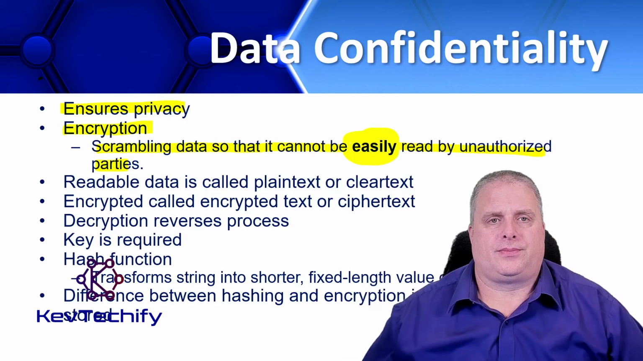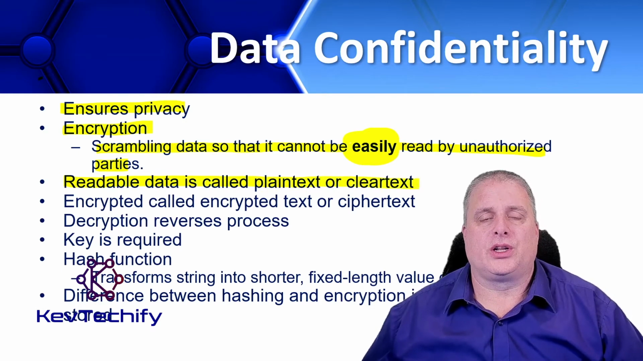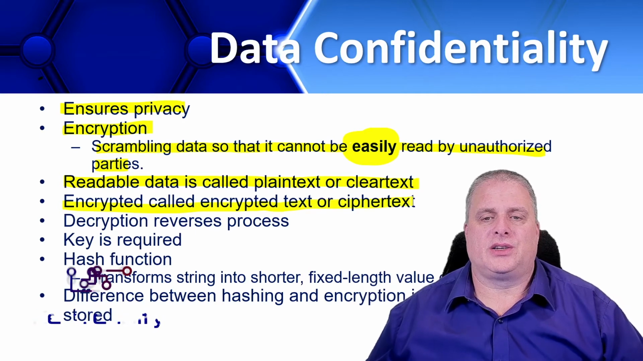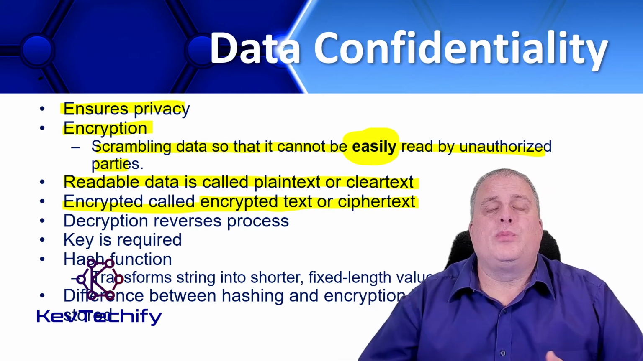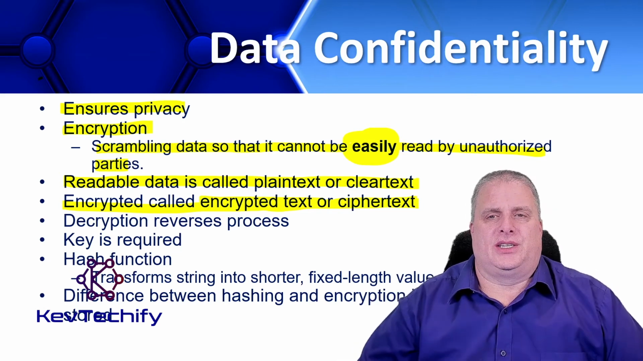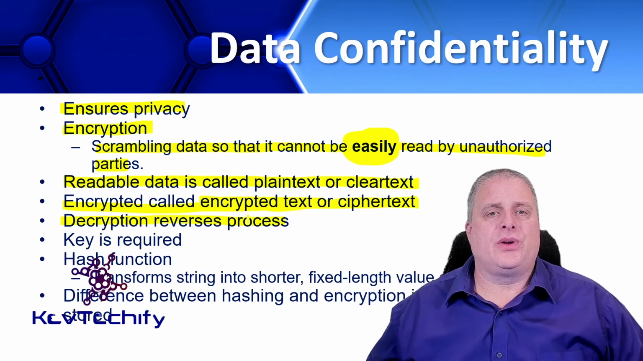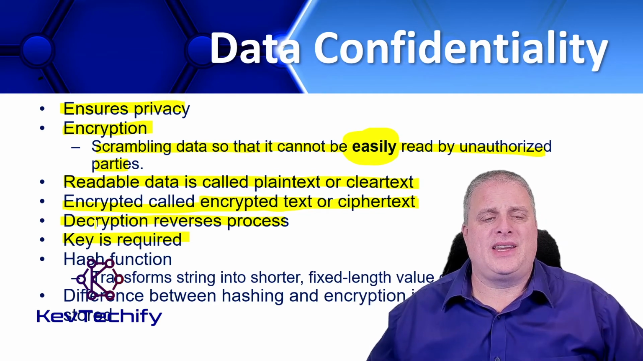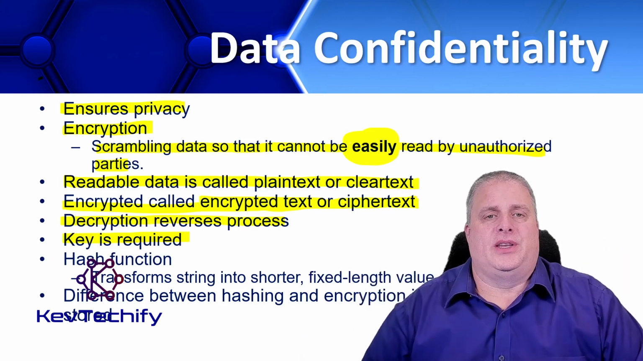If it's going to take years, tens of years, hundreds of years to break that encryption, then that is considered secure encryption. Now, when enabling encryption, readable data is called plain text or clear text, while the encrypted data is called encrypted text or ciphertext. The plain text readable message is converted to ciphertext, which is the unreadable disguised message. Now, decryption reverses this process. A key is required to encrypt and decrypt your data. That key is the link between the plain text and the ciphertext, the readable text and the encrypted text.